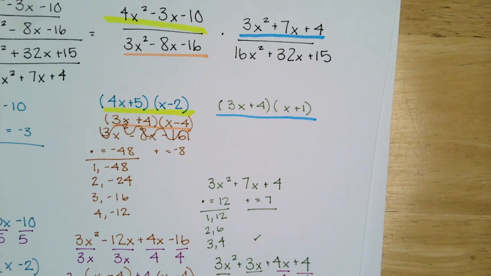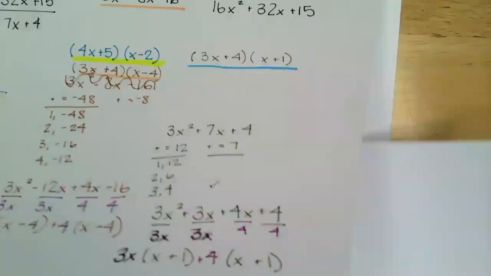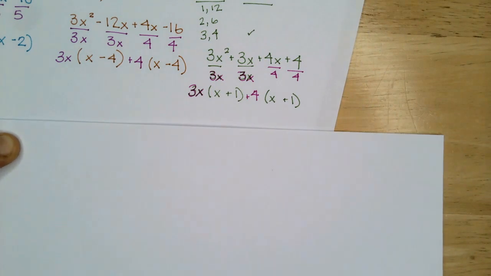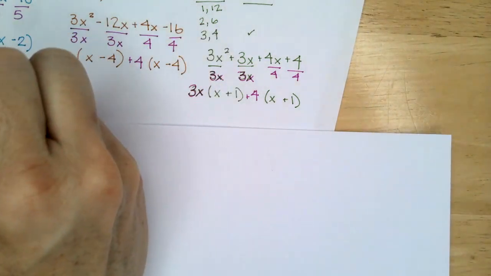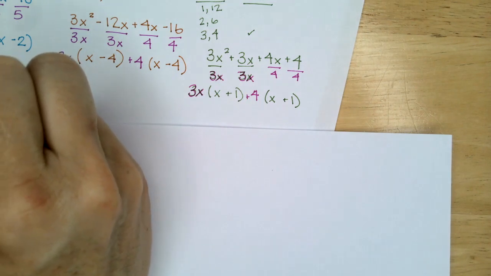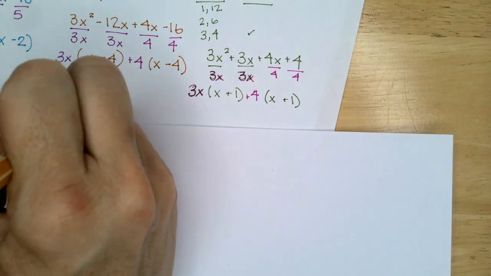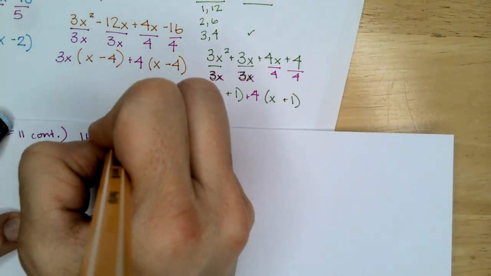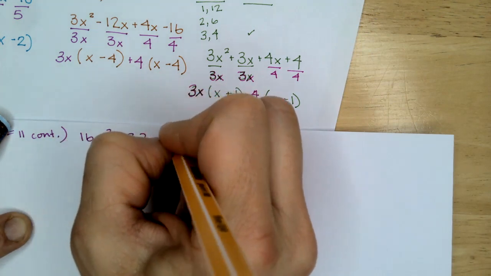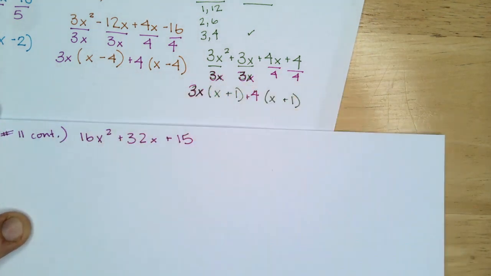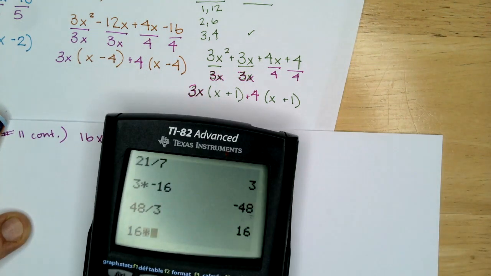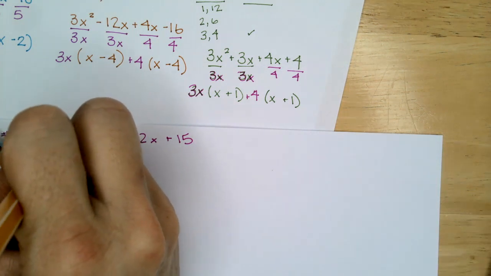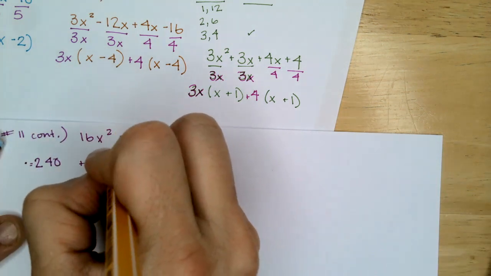And finally, I'm going to start a new piece of paper, number 11. That last one was 16x squared plus 32x plus 15. Gosh. All right, what's 16 times 15? 240. So I need two numbers that multiply to equal 240 and that add to equal 32.